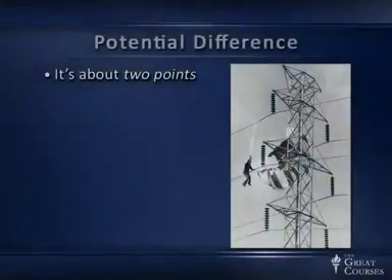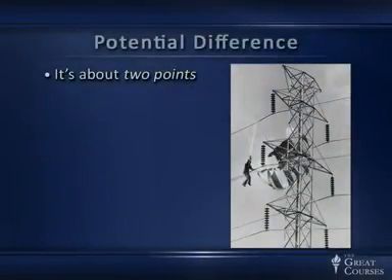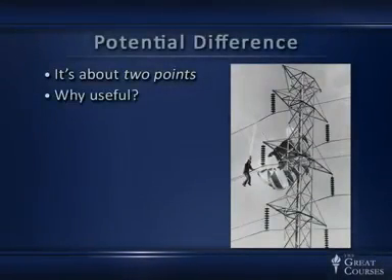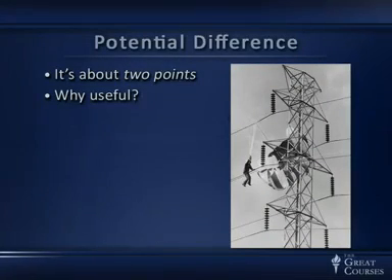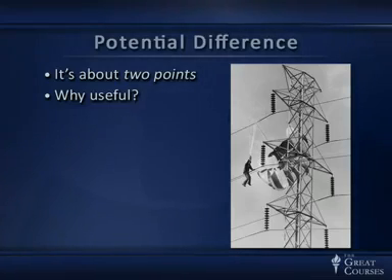So potential difference is about 2 points. Why is potential difference even useful if it's about 2 points? Do I have to tell you every time what those 2 points are? Well, I sort of have to tell you the 2 points. But here's what I don't have to tell you. I don't have to tell you how I get from one point to the other.